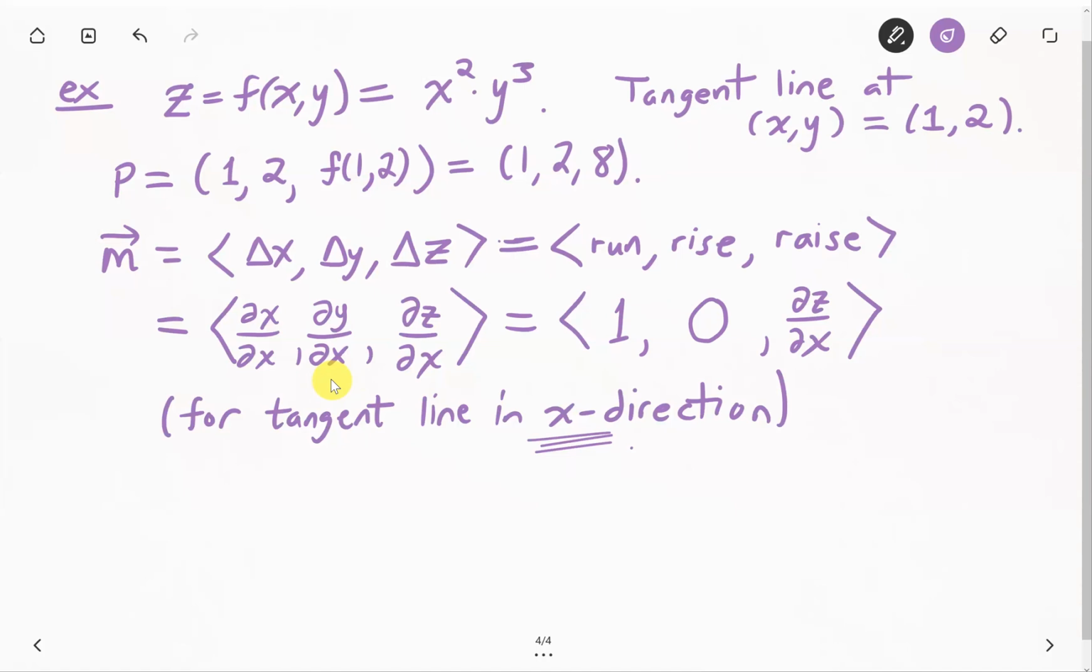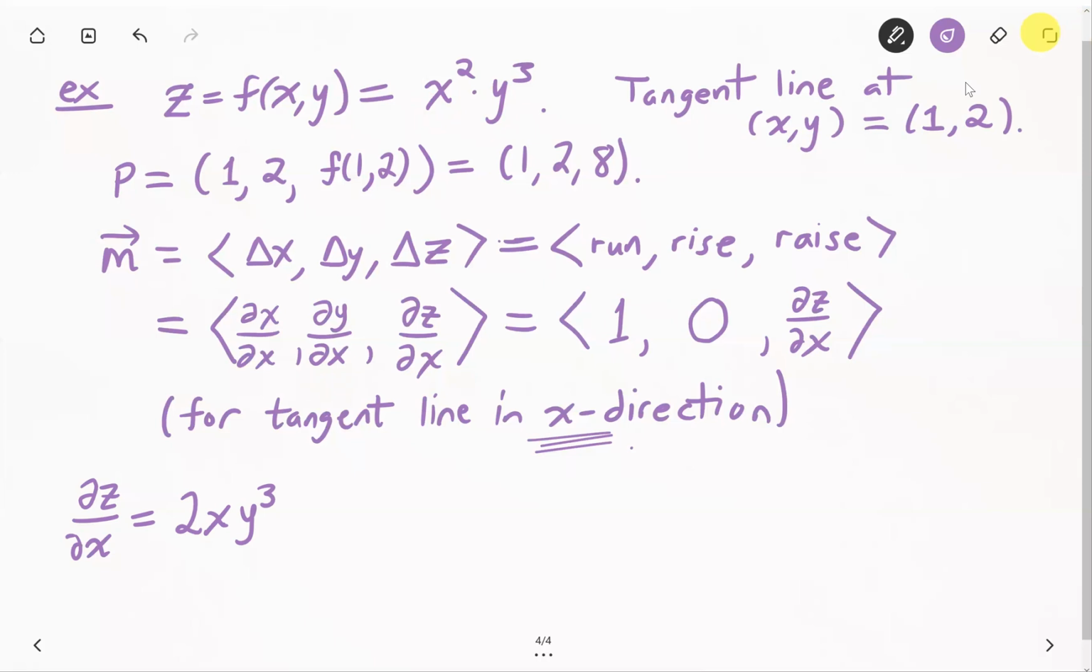That's it. Now, once we want to get the actual number, which goes in this last spot here, we need to calculate dz dx for this example. So dz dx, in this case, we think of x as the variable and y as a constant. So we're really calculating the derivative of x squared times a constant, and that is 2x times y cubed.